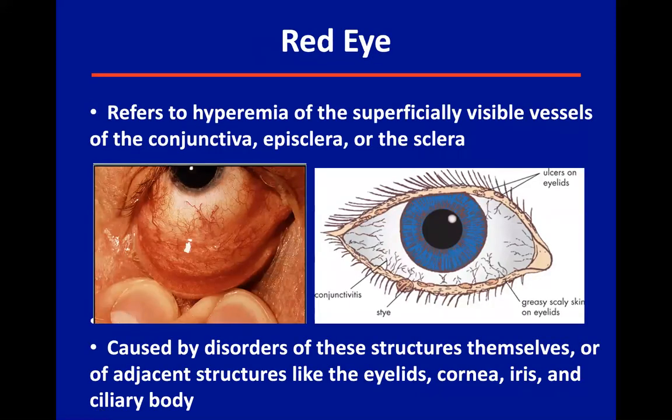So when we say red eye, it refers to hyperemia of the superficially visible vessels of the conjunctiva. I mentioned the conjunctiva.